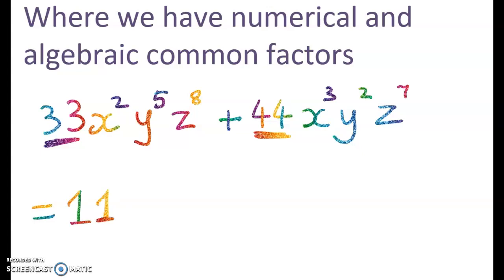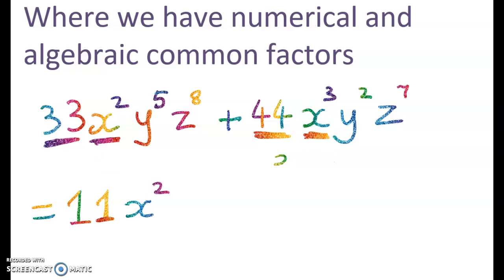Now let's look at the x's first. We've got x squared and we've got x cubed. So x squared is x times x, and x cubed is x times x times x. So the highest common factor here is x squared, the lower of those two. Right, now let's get rid of that so we're not confused.